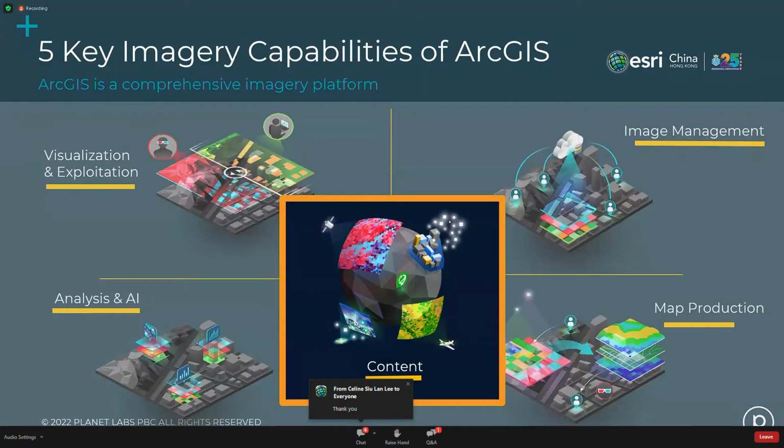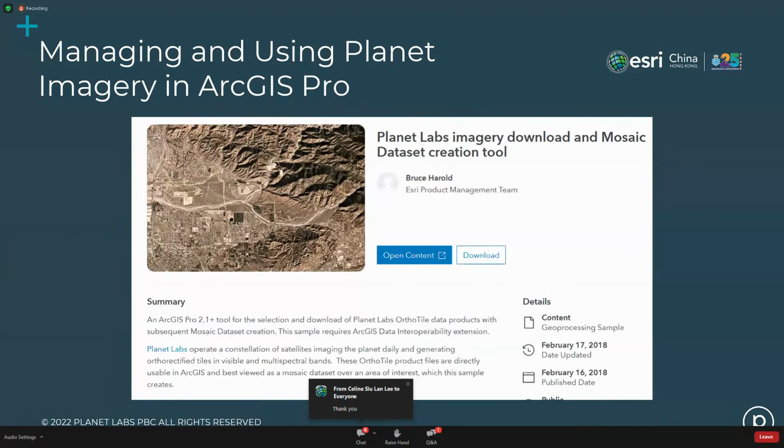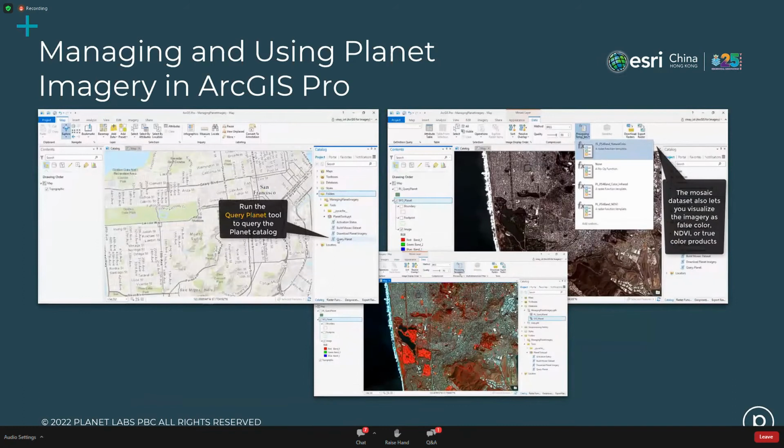Let's move on to the next capability, content. We also work closely with a number of partners, including Planet, DigitalGlobe, Airbus, etc., to provide subscription access to imagery content. Partners provide imagery as dynamic image services that can be accessed directly. Our colleagues, April and Felix, will give a live demo showcasing a real application for managing and using Planet imagery in ArcGIS Pro.